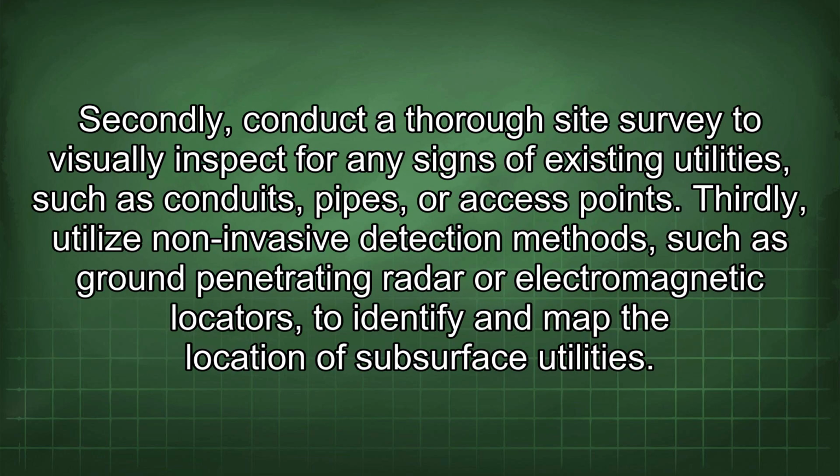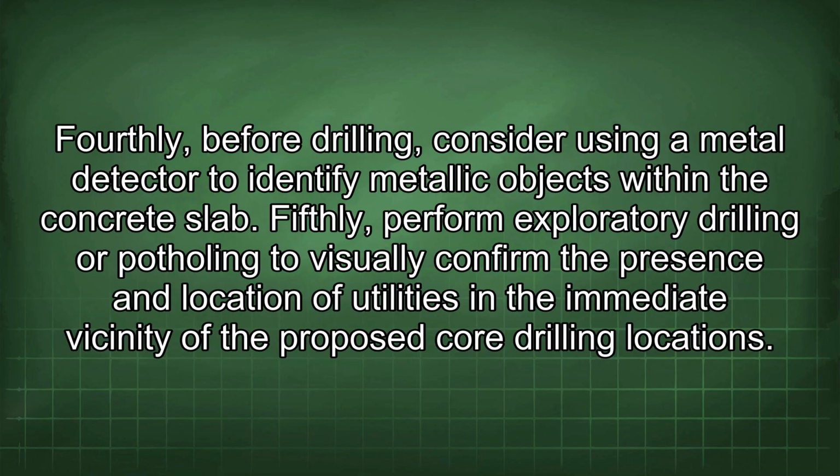Secondly, conduct a thorough site survey to visually inspect for any signs of existing utilities such as conduits, pipes, or access points. Thirdly, utilize non-invasive detection methods such as ground-penetrating radar or electromagnetic locators to identify and map the location of subsurface utilities. Fourthly, before drilling, consider using a metal detector to identify metallic objects within the concrete slab. Fifthly, perform exploratory drilling or potholing to visually confirm the presence and location of utilities in the immediate vicinity of the proposed core drilling locations.